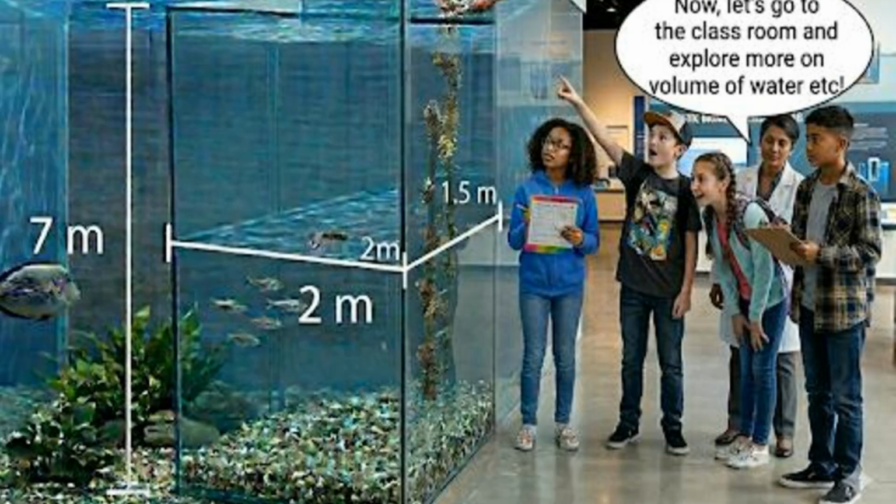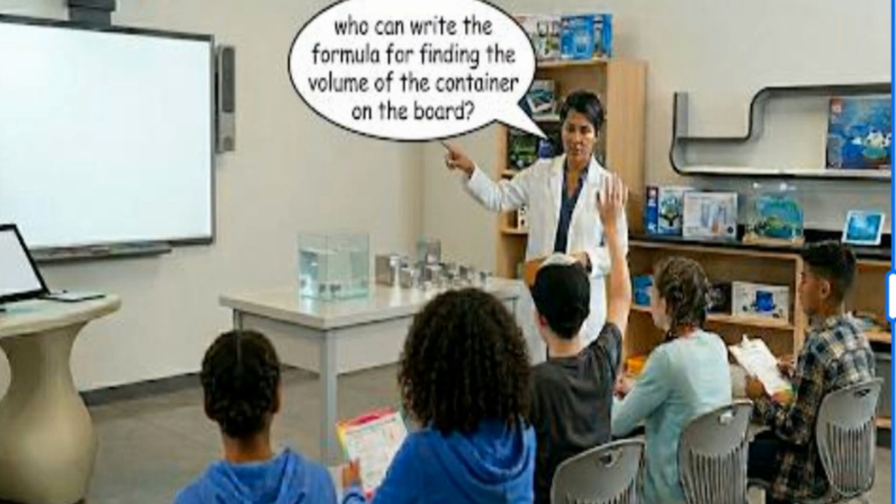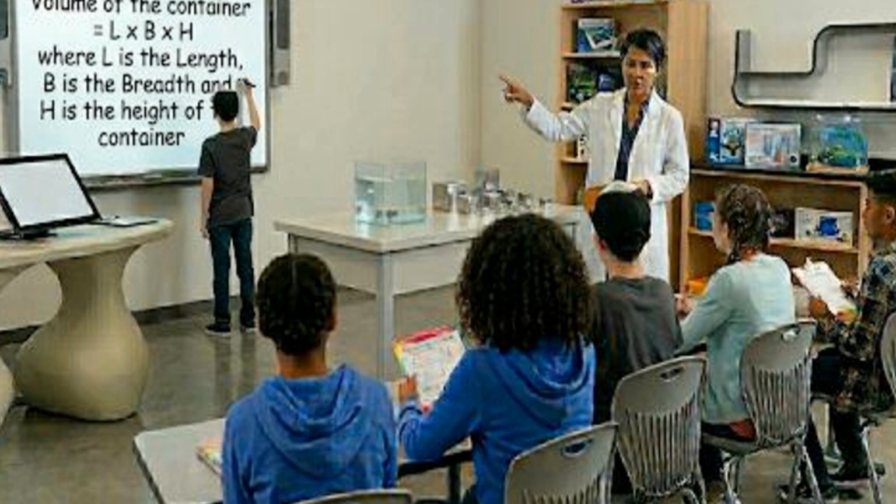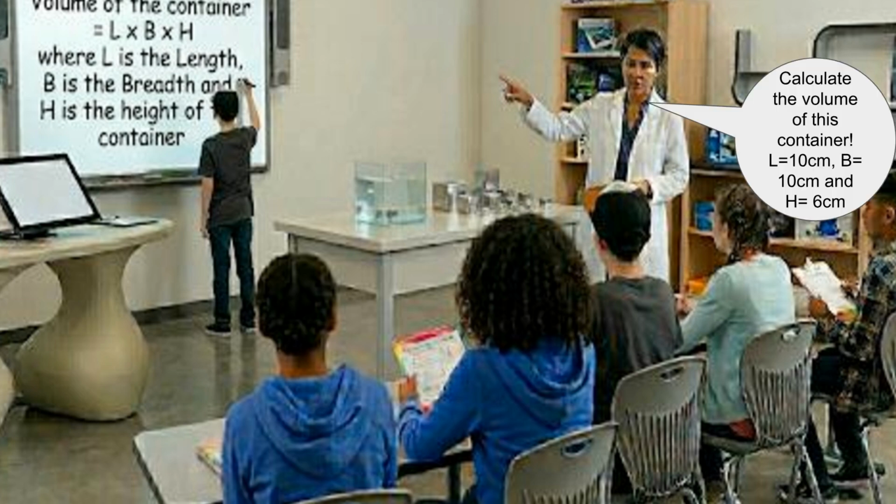Now let's head to the classroom to explore volume and displacement concepts further. The teacher asks who can write the formula for finding the volume of a container on the board. Volume of a container is calculated as length times breadth times height, where L is length, B is breadth, and H is height. Using this formula, let's calculate the volume of a container with a length of 10 centimeters, breadth of 10 centimeters, and height of 6 centimeters.